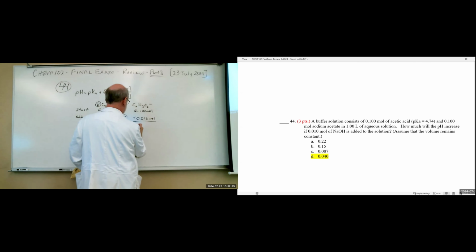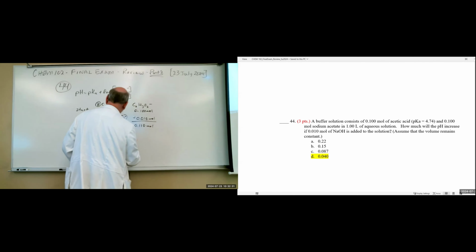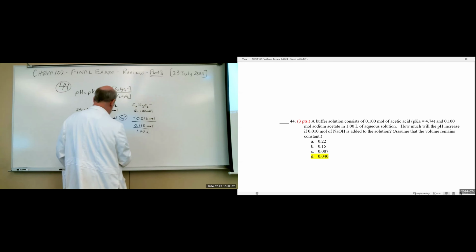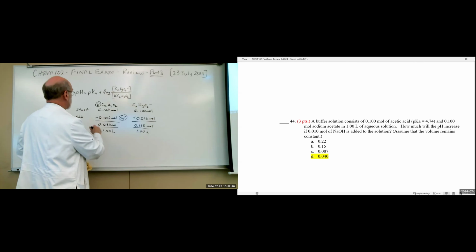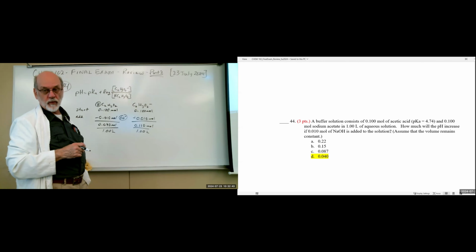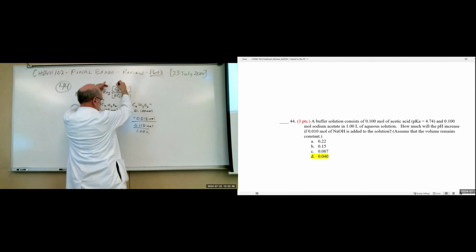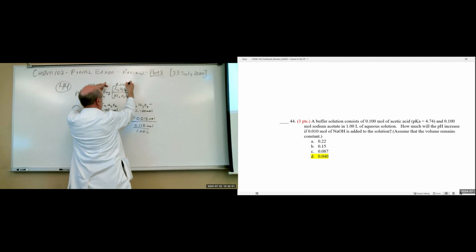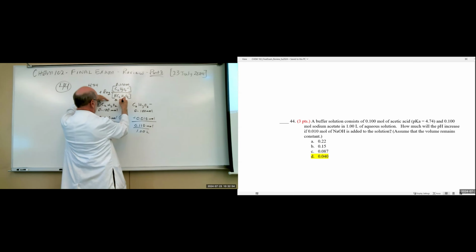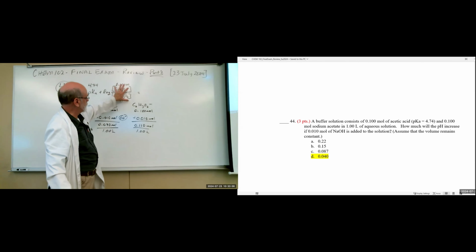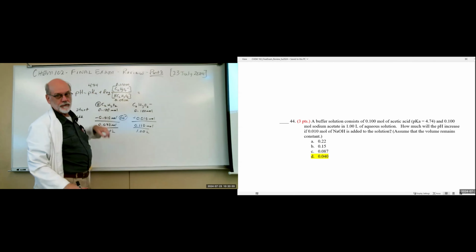So we have 0.110 mole. Okay, now we can divide by 1 liter, and that leaves us molar concentrations. Now we need pKa, which is 4.74. And this concentration is 0.110 molar. This concentration is 0.090 molar. All we need is that ratio, take the log of it, add it to 4.74.